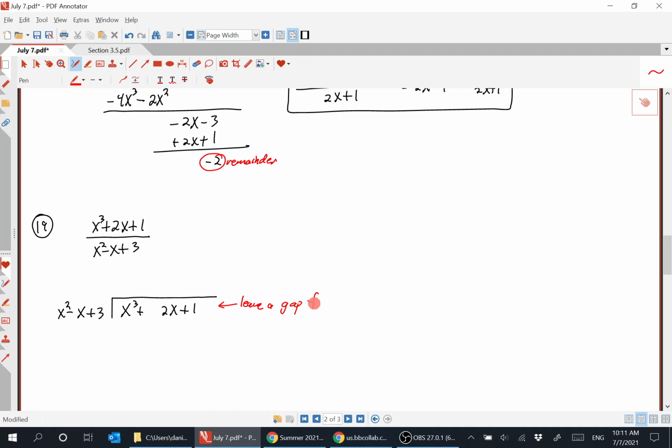So leave a gap for the missing x squared term. All right, so I want to multiply this by x to get x to the third. So this gives me x to the third minus x squared, right? So the x squared goes here, where this is supposed to be. So you either leave a gap or you put in 0x squared. Right? You could do this, 0x squared.